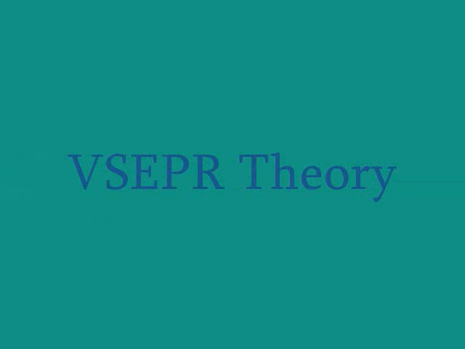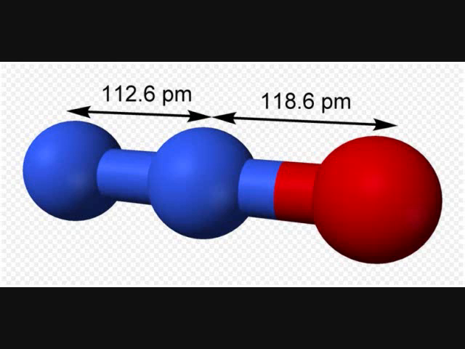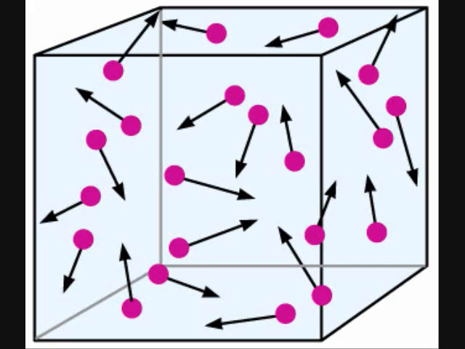Using the VSEPR theory, we'll know that NO2 has a linear shape. It doesn't matter which kind of bonding it has, I mean the two bondings that I told you, it's going to be linear. And since it's a gas, there are no intermolecular forces between the molecules. So if they meet, they're just going to push away from each other.